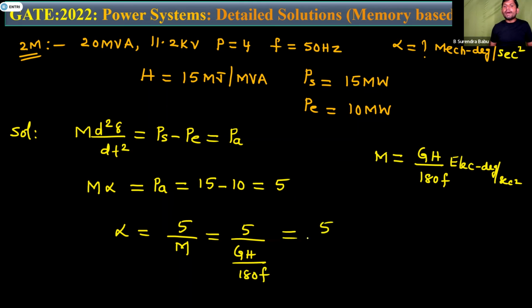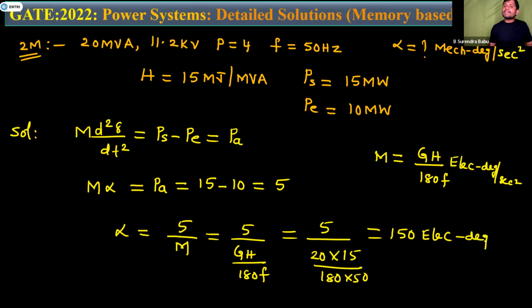Alpha equal to 5 by M, where G is the rating, given as 20 MVA, and the inertia constant H is 15. So M is 20 into 15 by 180 into frequency, 50 Hz. By simplifying this, you can get 150 electrical degree per second square. Okay, this is the alpha.